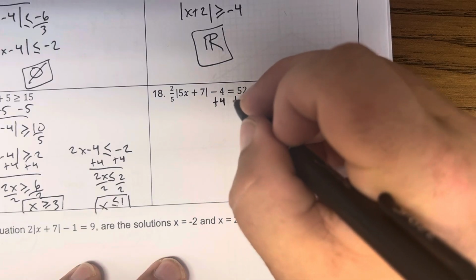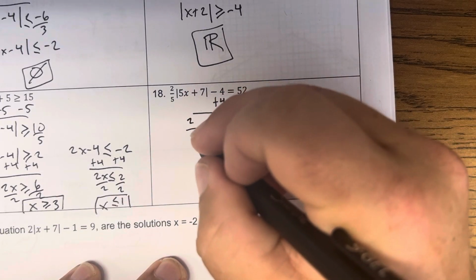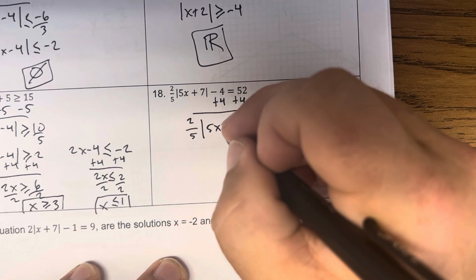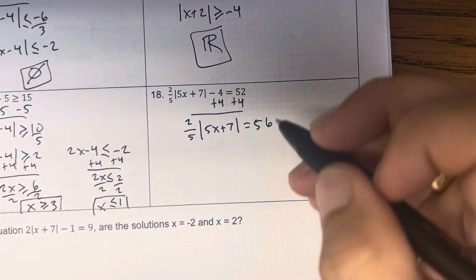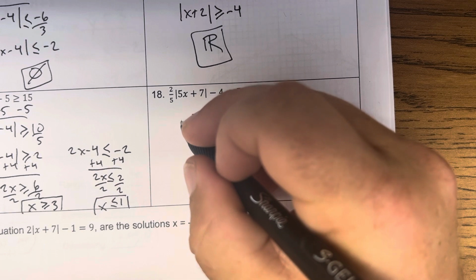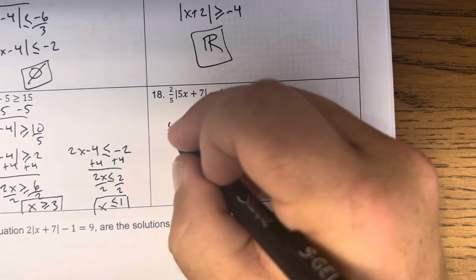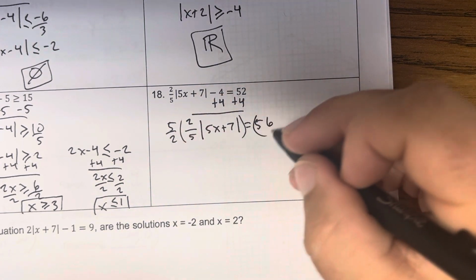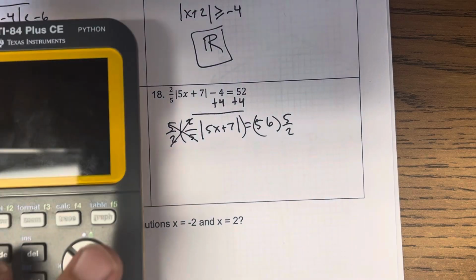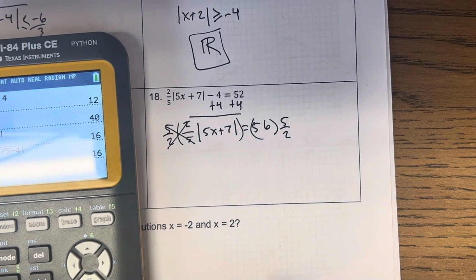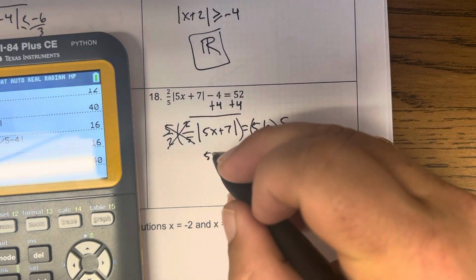We'll add 4 over. 2/5 absolute value of 5x plus 7 is equal to 56. And then to get rid of this fraction, we'll multiply by the reciprocal, which is 5 over 2. 5 over 2, so it gets rid of that. And so we'll just go to the calculator. 56 times 5 over 2 gets 140.